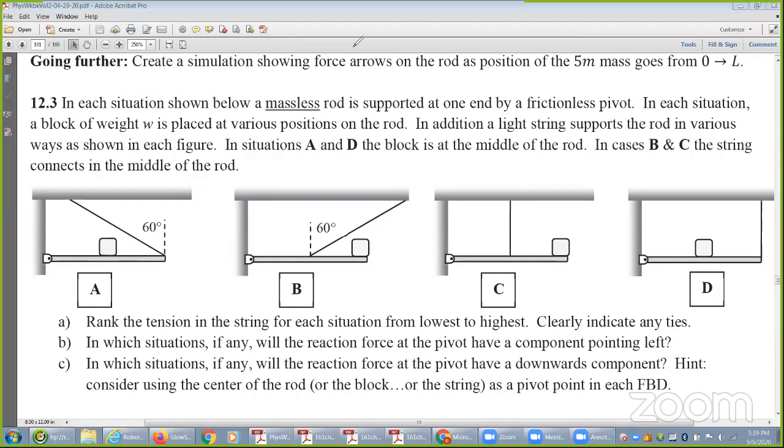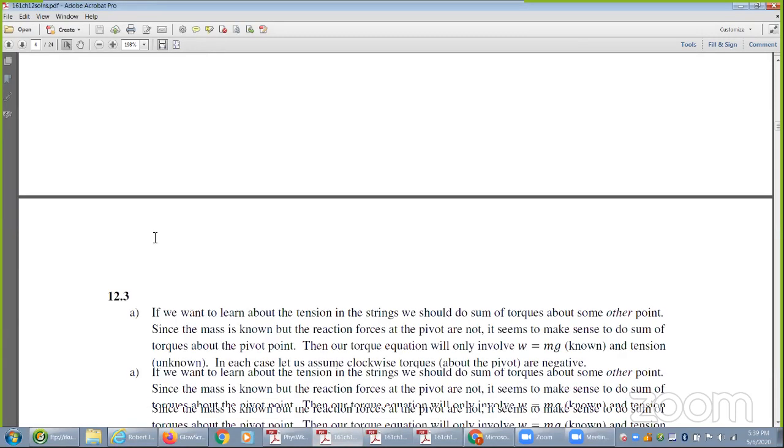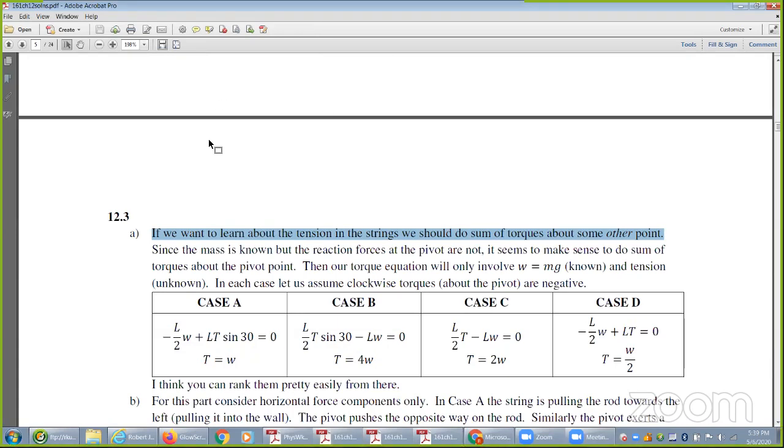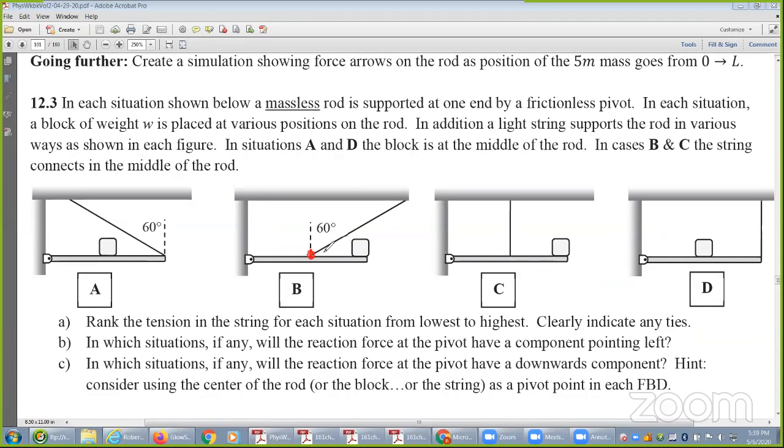Let's take a look at it now that maybe I've babbled long enough and you've had a chance to look at it. So let me go to the solution. And this is critical. If you want to learn about the tension in the string, do sum of torques about some other point. You don't want to do sum of torques at the point where the string connects. To be clear, if you do sum of torques about this point, there's one force you will not learn about, and that's the tension, right? So we do not want to use this. You might use this point, you might use this point, but you would not use the point where the string attaches. Otherwise, you can't learn anything.